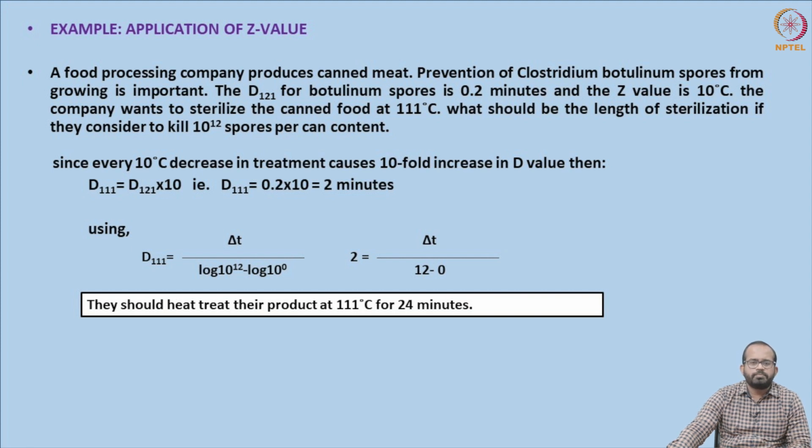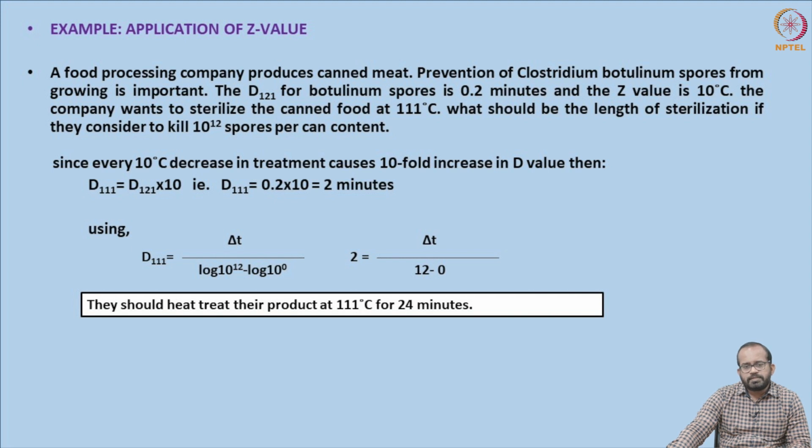The problem is a food processing company produces canned meat. Prevention of Clostridium botulinum spores from growing is important. The D121 for botulinum spores is 0.2 minutes and the Z value is 10 degrees Celsius. The company wants to sterilize the canned food at 111 degrees Celsius. What should be the length of sterilization if they consider to kill 10 raised to 12 spores per can content?